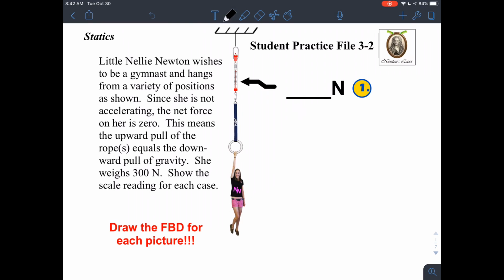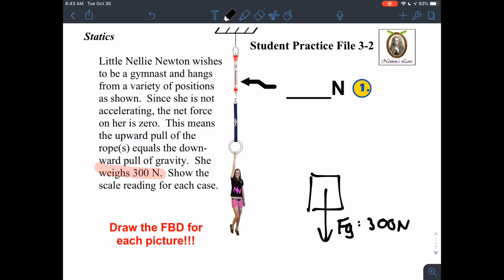So we're going to start with Nellie Newton. And again, as with all free body diagrams, start with a box. There's Nellie. And we know that according to the problem here, she has a weight of 300 newtons, meaning her force of gravity is 300 newtons.